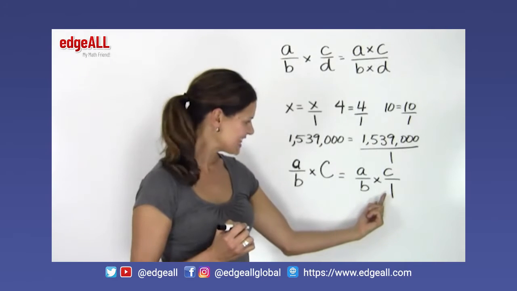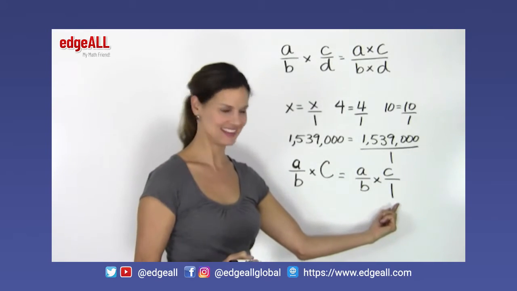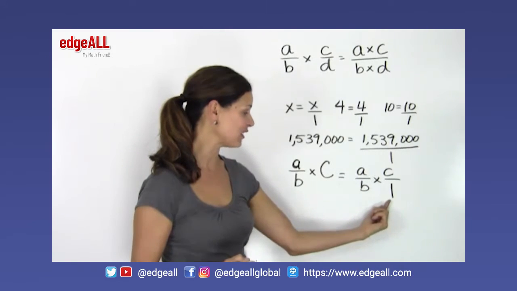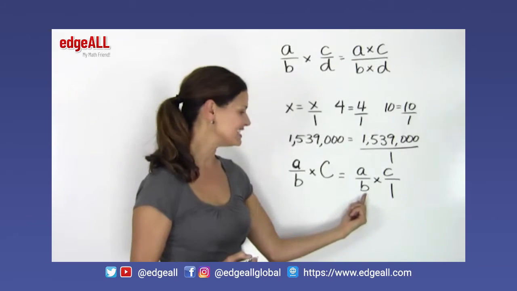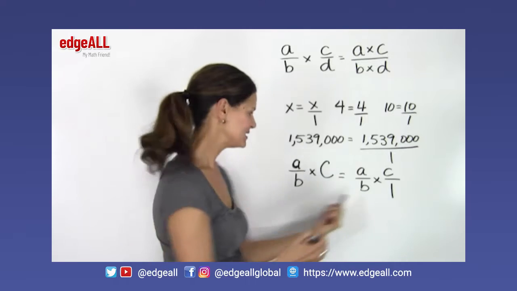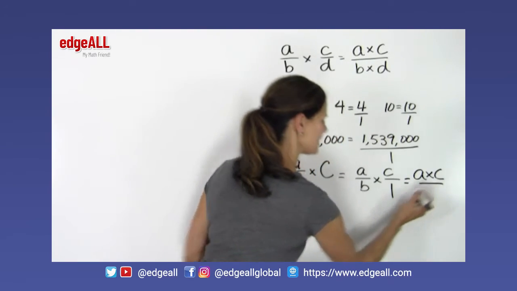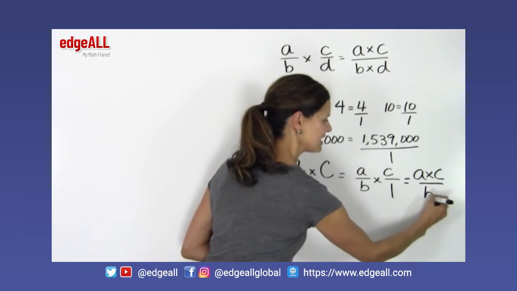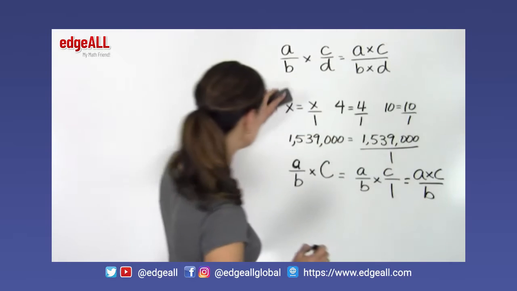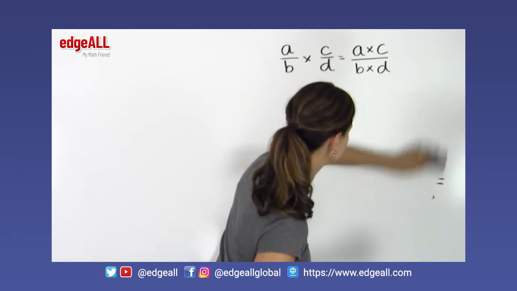And you can see that since the denominator of my whole number is 1, the answer to multiplying these two together is always going to have the same denominator as the fraction. So I'm going to end up with a times c in my numerator and b in my denominator. Let's look at an example of this using real numbers.